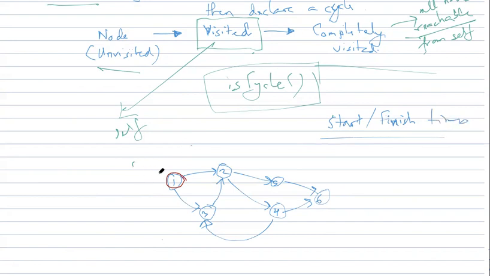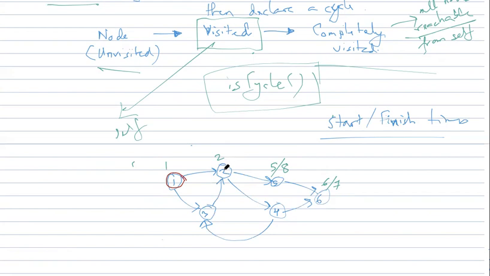So suppose one starts attributing times as one is visiting. When one visits 1, it is 1. From 1, one goes to 2. From 2, one goes to 5. From 5, one goes to 6. From 6, there is nowhere to go, so it finishes. It becomes 7. So at time unit 7, it completes visiting 6. It comes back to 5. From 5, nowhere to go, so it finishes at 8. Comes back to 2.